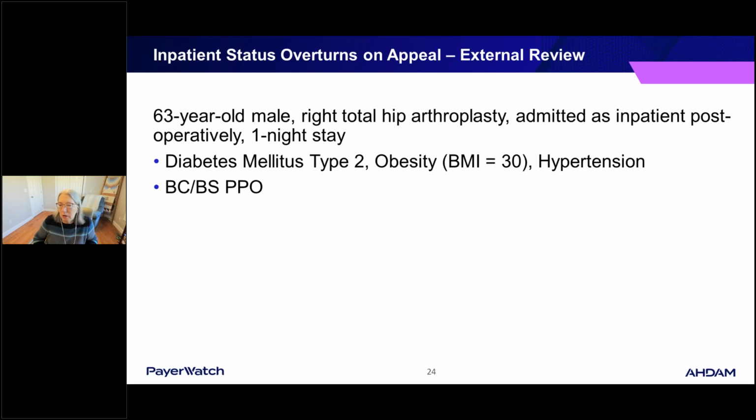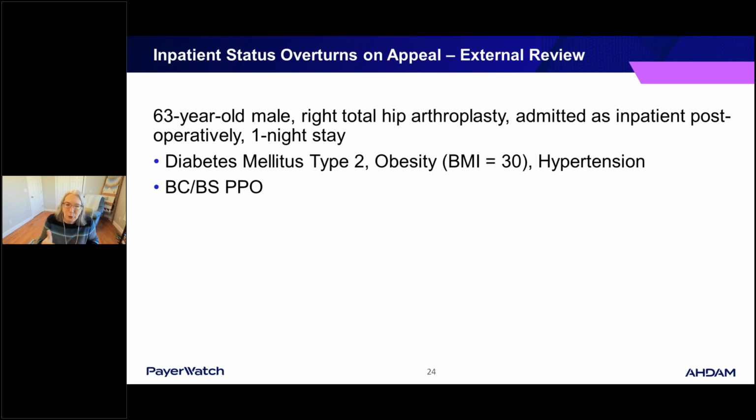You can watch that webinar on our AHDAM website that talks all about what we mean by external review. External review can mean, I think of it a lot of times with traditional Medicare, because that's where I learned to write appeals, once it gets to an administrative law judge, that's external to the Medicare administrative contractor's appeal process.